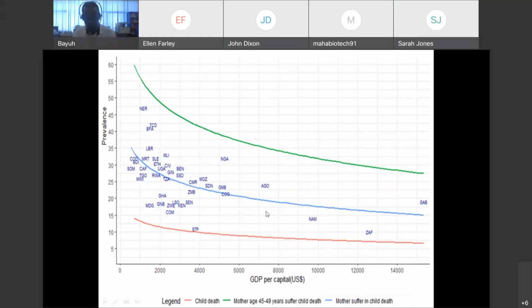This graph indicates the GDP per capita in each country and the prevalence of child death. The red color indicates child death, the green color indicates mothers aged 45 to 49 who suffer a child death, and the blue color indicates mothers of all age groups who suffer a child death. As the GDP per capita increases, the percent of mothers who suffer a child death and the number of child deaths decrease.